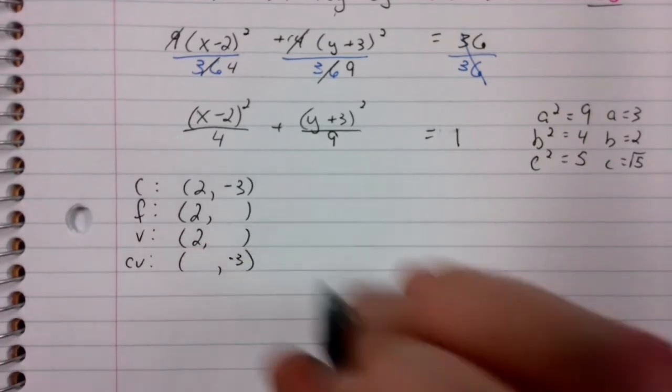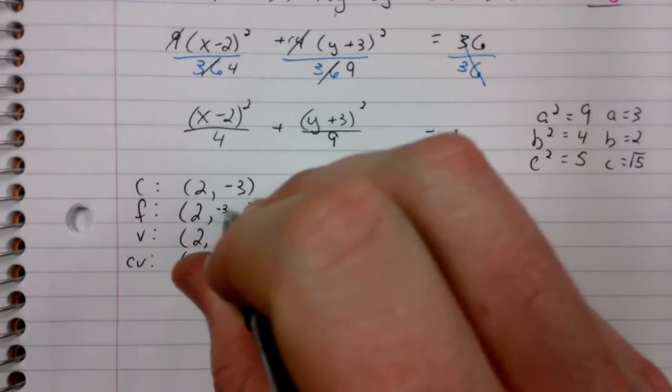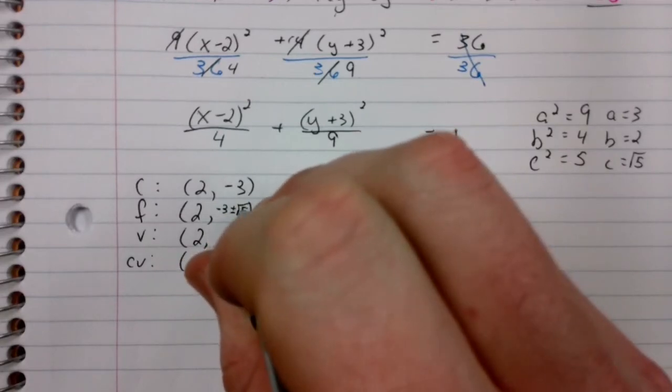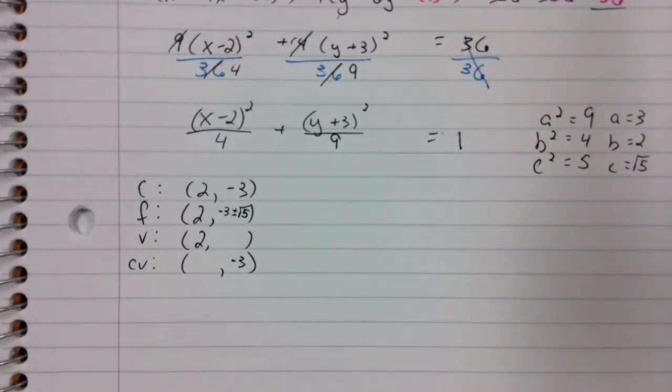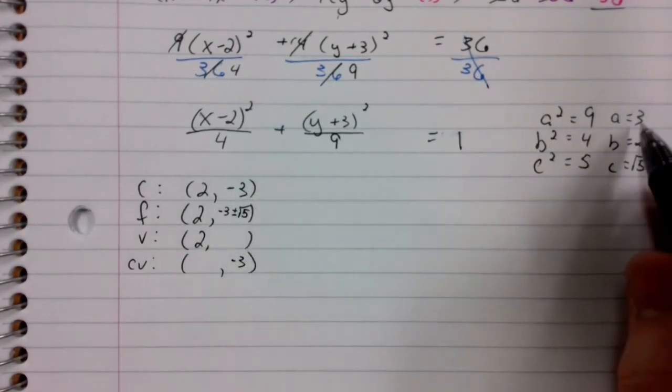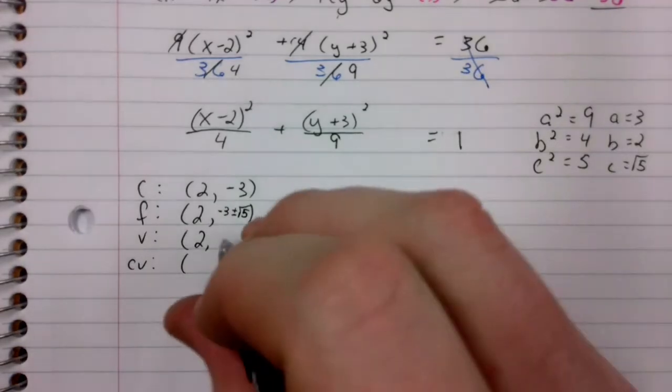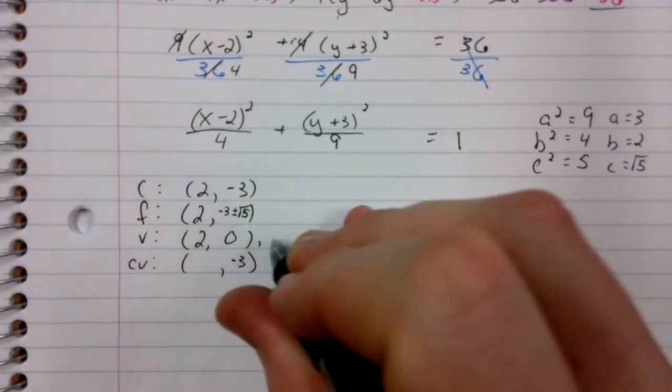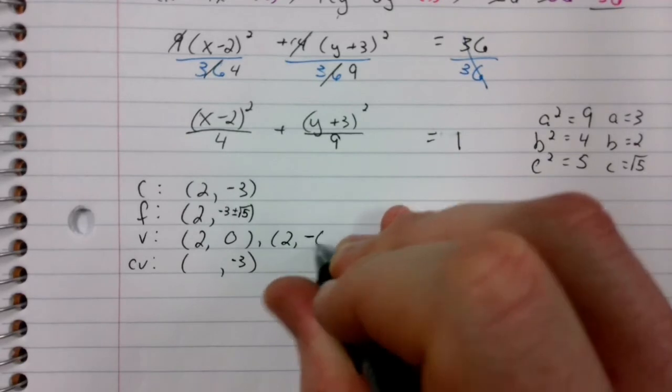Now for my foci, plus or minus c, so it'll be negative 3 plus or minus the square root of 5. Here will be a nice integer, so it'll be negative 3 plus or minus 3. Negative 3 plus 3 is 0. Negative 3 minus 3 is negative 6.